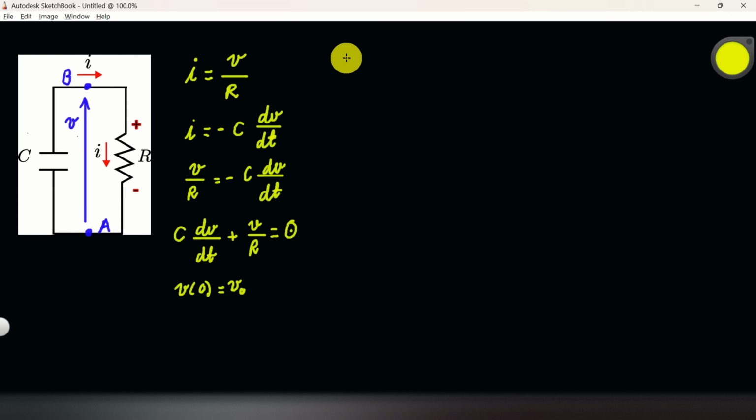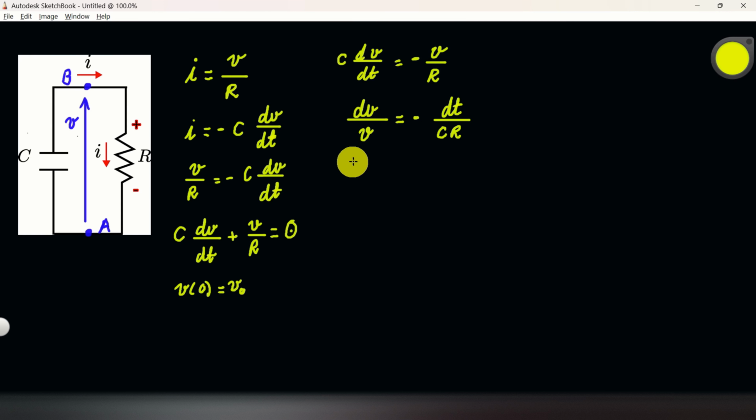Namely, from this equation, we can write C dV over dt is equal to minus V over R. Next, let's move V to the left hand side, and let's move dt as well as the constants to the right hand side, and consequently we obtain dV over V is equal to minus, let's see what do we have on the right hand side. In the numerator we have dt, and in the denominator we have the product of two constants, that is, we have C multiplying R.